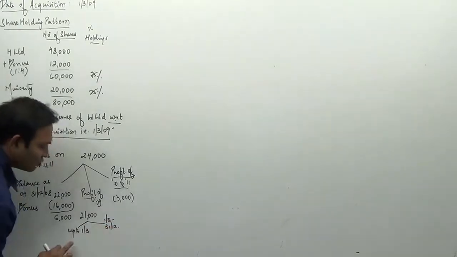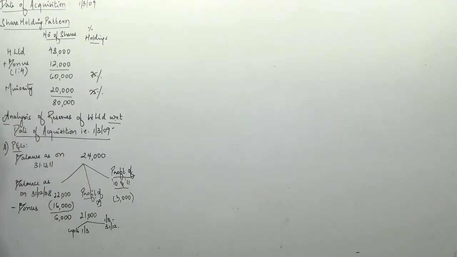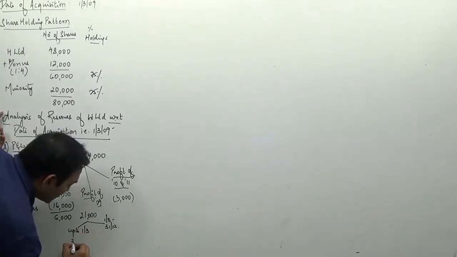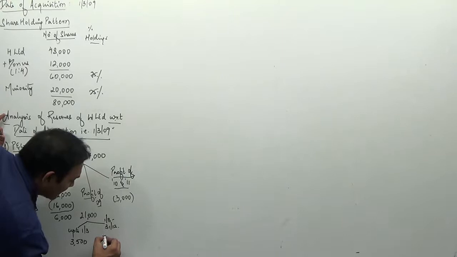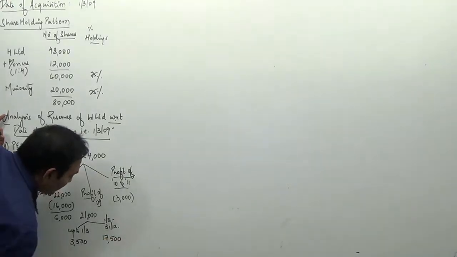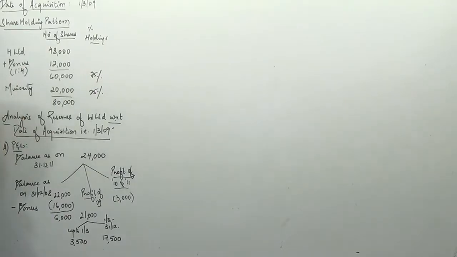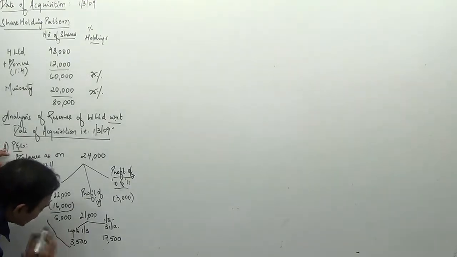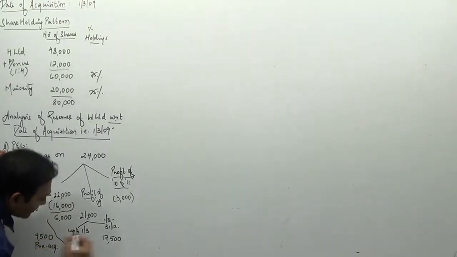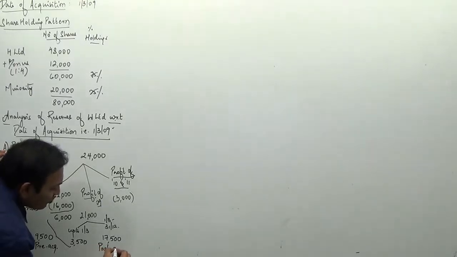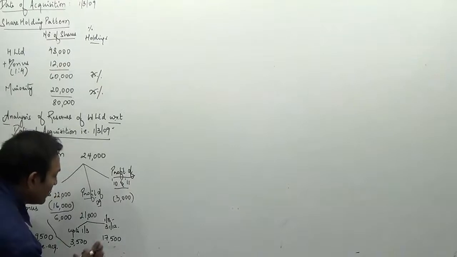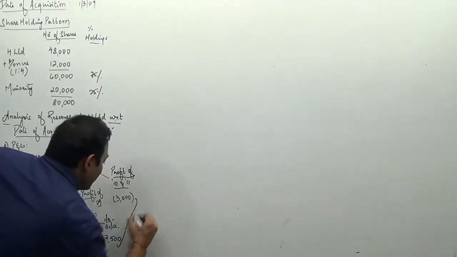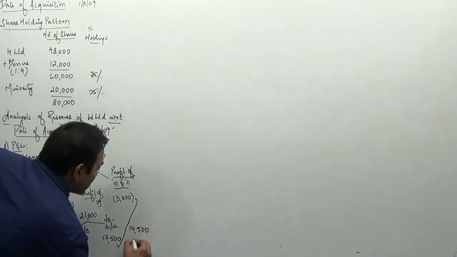How many months? 2 months and 10 months. Calculate. 21,000 into 2 by 12. I think this is 3,500 and this is 17,500. I hope that's right. So let's see what is the pre-acquisition. These two combined, 9,500, is pre-acquisition. This 17,500 is post-acquisition. Oh, 1 second. 17,500 minus 3,000 is also there. So this 14,500 is post-acquisition.